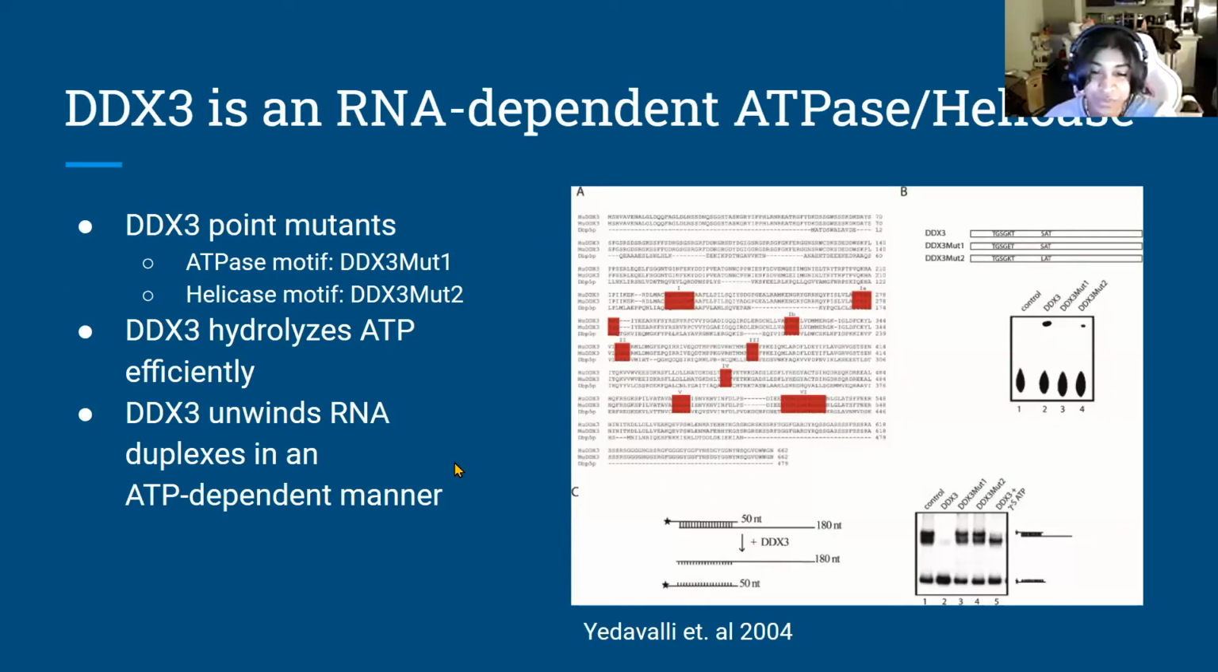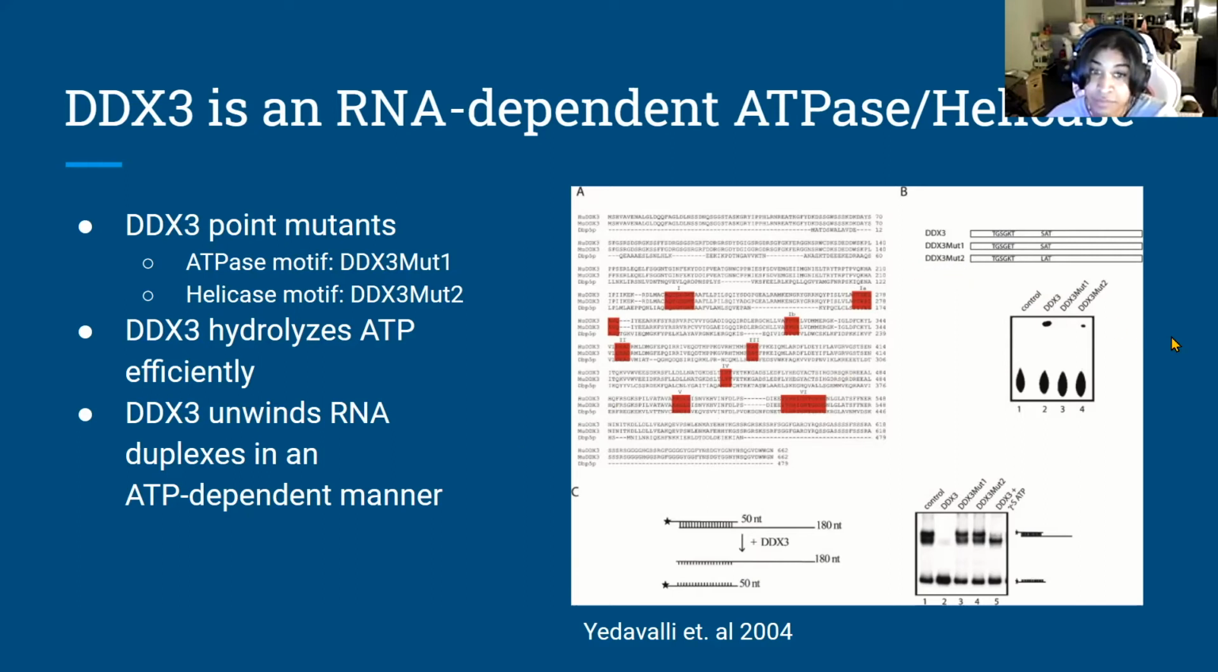Human DDX3 is rich in serines and glycines and contains all 8 motifs conserved by eukaryotic RNA helicases, which can be seen highlighted in red in Figure 1a. To determine if DDX3 is an RNA-dependent ATPase and/or helicase, 2 DDX3 point mutants were created by independently changing lysine and glutamic acid in the ATPase motif and changing serine to leucine in the helicase motif. These became DDX3 mutant 1 and DDX3 mutant 2, respectively.